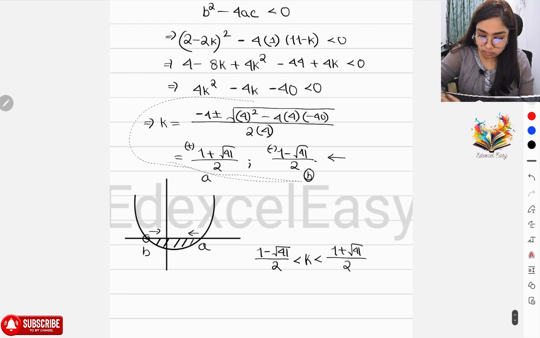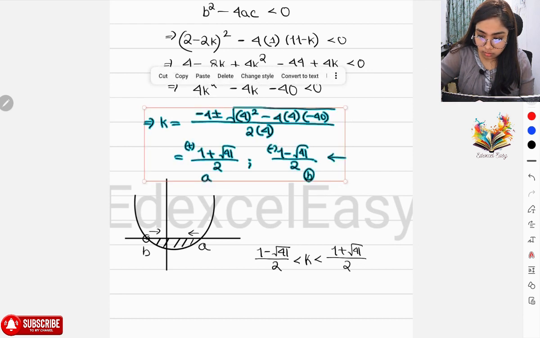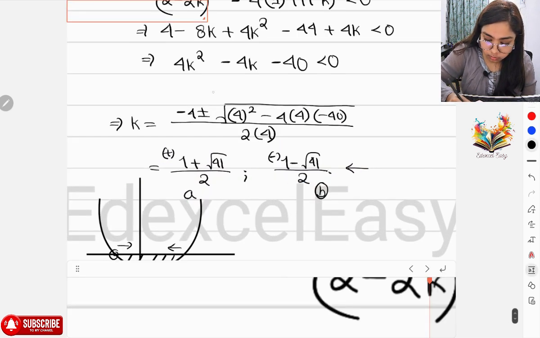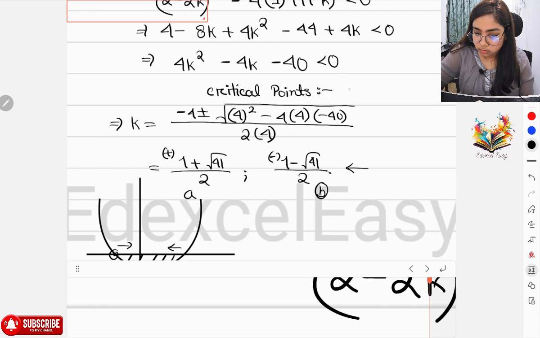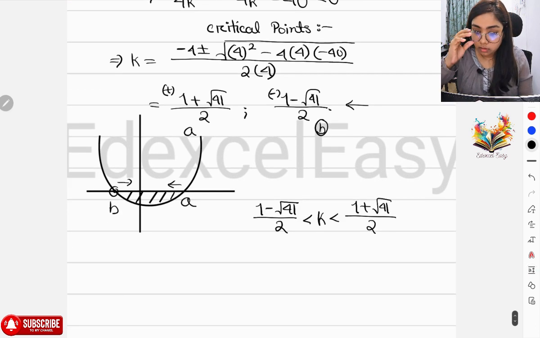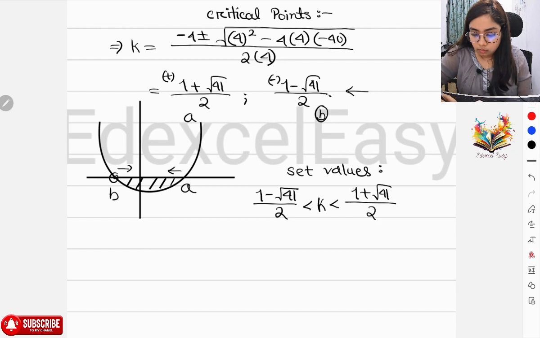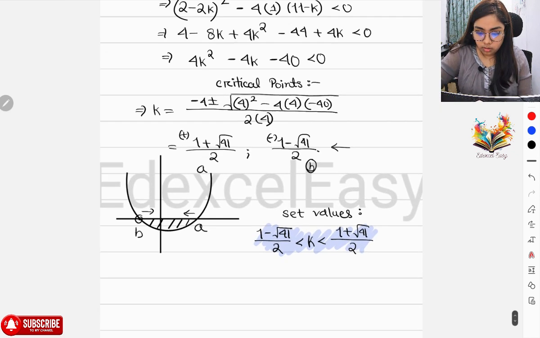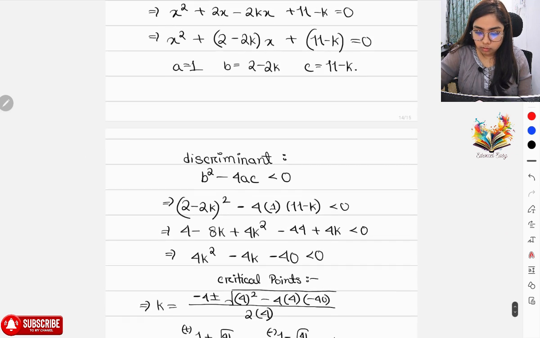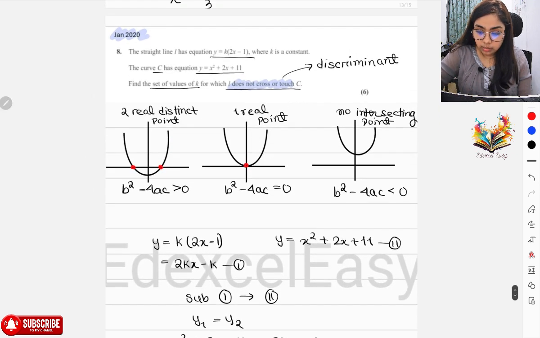So you can just write it down over here, that critical point, and you can write over here the set of values or range of values. And this is the final answer over here. This is your final answer within the range of k. Okay, so this was it for the discriminant process.